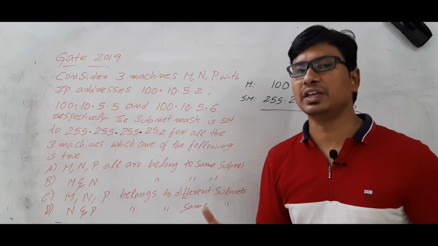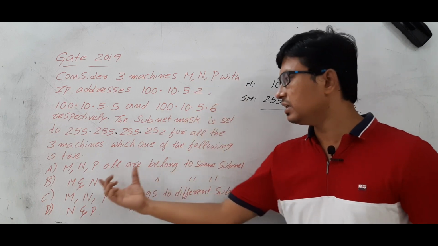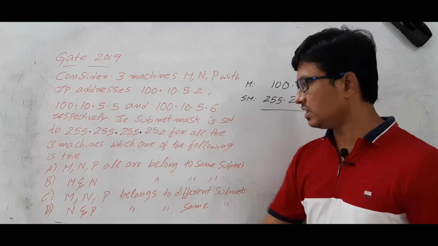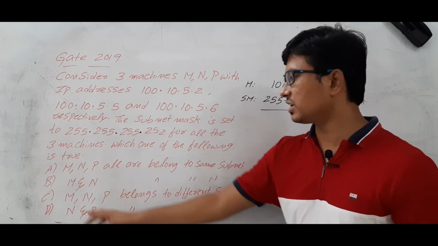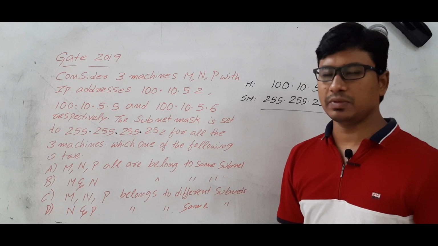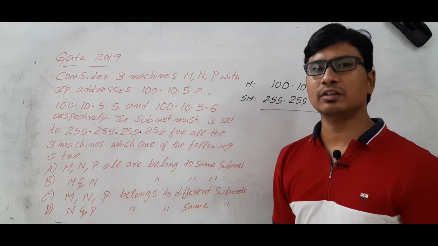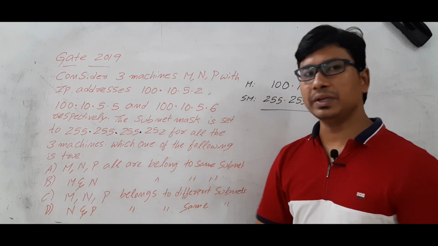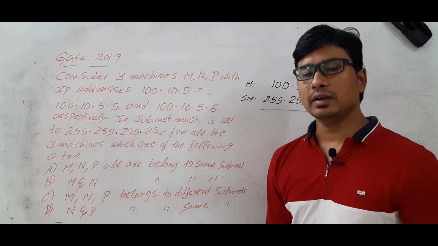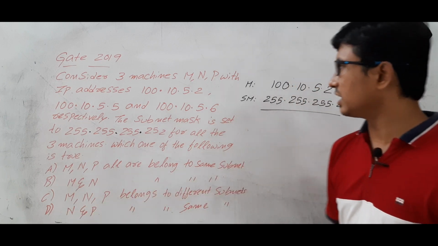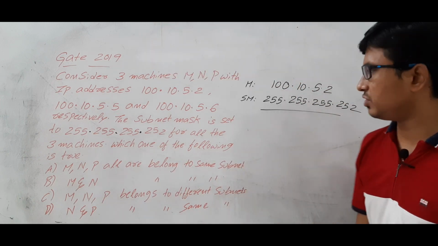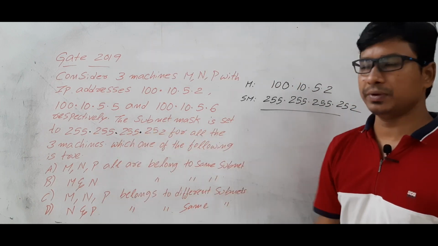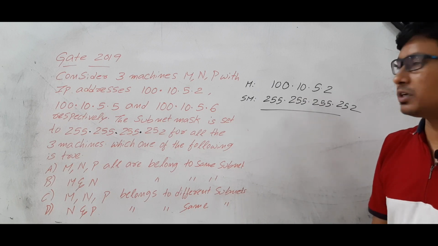Then we will verify: if all are equal, then option A is correct. If all are different, then option C is correct. If M and N are the same and P is different, then I will select option B. If N and P are the same, then option D is correct. So we have to take the IP address of the machine and the subnet mask, and perform the bitwise AND.